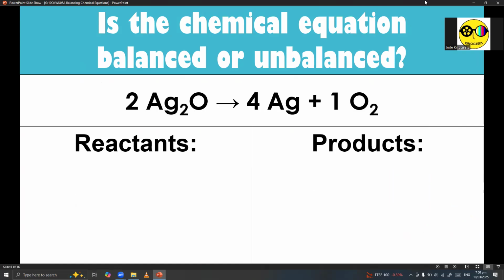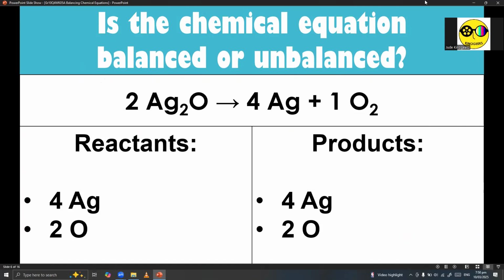Okay. Next, we have 2 moles of Ag2O. So this is 2 moles of silver 1 oxide decomposing to 4 moles of silver Ag and 1 mole of O2 oxygen molecule. So reactant side, we have 4 atoms of silver, 2 times 2. And on the product side, we have 4 atoms of silver as well, 4 times 1. With oxygen, we have 2 atoms, no? 2 times 1 on the reactant side. And on the product side, you have 2 as well, 1 times 2. So this equation is balanced already.